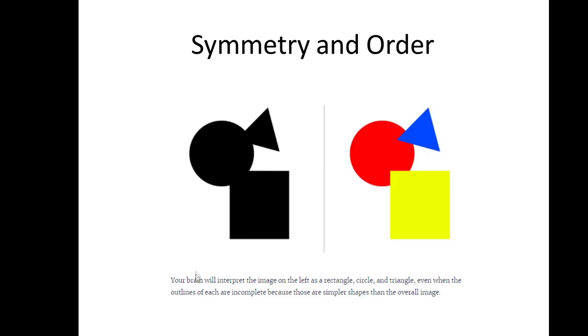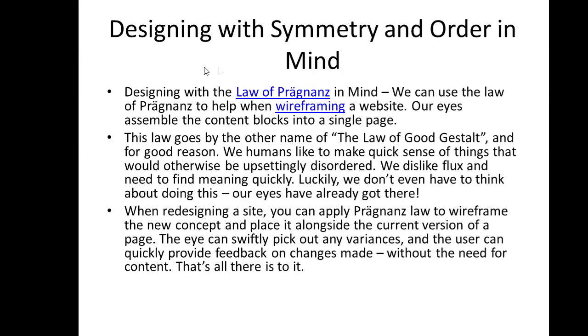So just like in this case, if we see this, our brain, although this may be a single shape, will tell us that maybe this is a triangle, this one is a circle, and this one is a rectangle. So that is how our brain will interpret that. And that is what we call symmetry and order. So, designing with symmetry and order in mind.